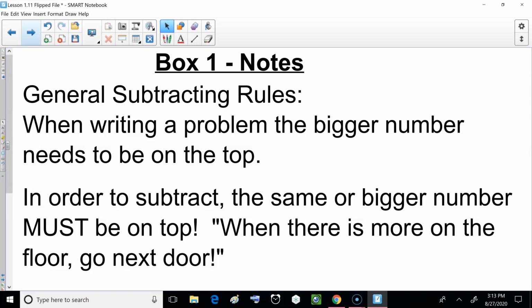You had the same before: when there's more on the floor, go next door. That's a rule we keep in mind, that we can't subtract from the bottom to the top. It's always going to be the top minus the bottom. And if we don't have enough, we have to do some ungrouping that we've worked on in previous lessons. So feel free to pause the video right now and write down these notes.